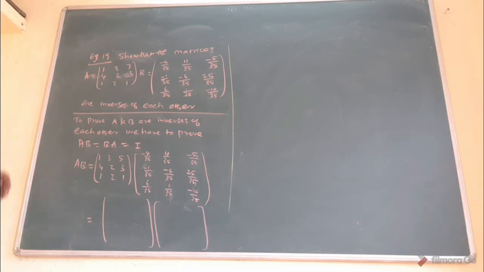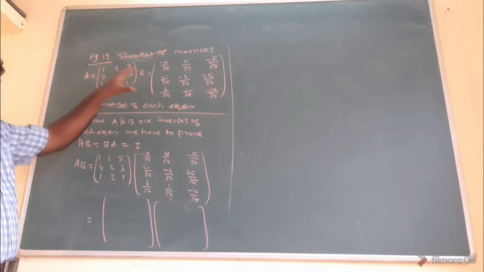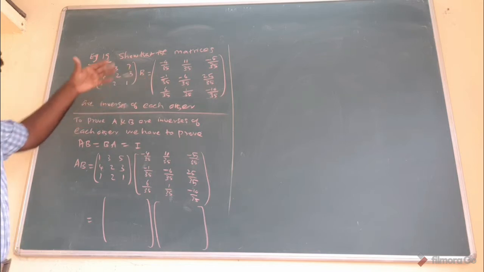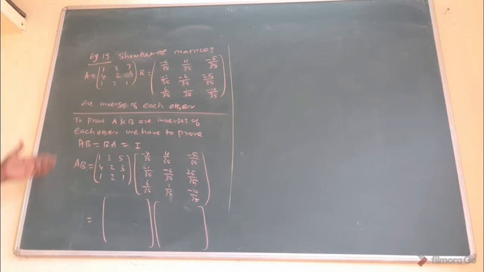Now example 19. Show that the matrices A and B are inverse of each other. To prove A and B are inverse of each other, we have to prove AB equal to BA equal to I. That's all. If you multiply A with B matrix we get I, and B with A also I. That means A and B are inverse of each other.